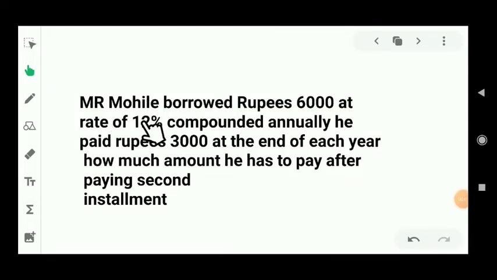Question number 3: Mr. Mohil borrowed rupees 6,000 at a rate of 12% compounded annually. He paid rupees 3,000 at the end of each year. How much amount does he have to pay after paying the second installment? Let's see the solution of this question.